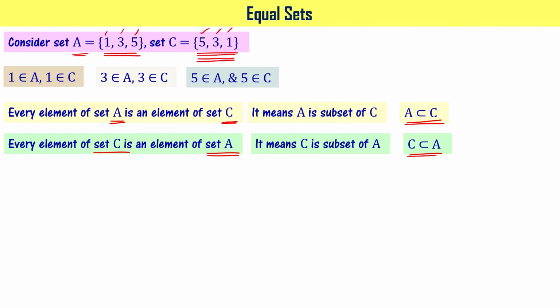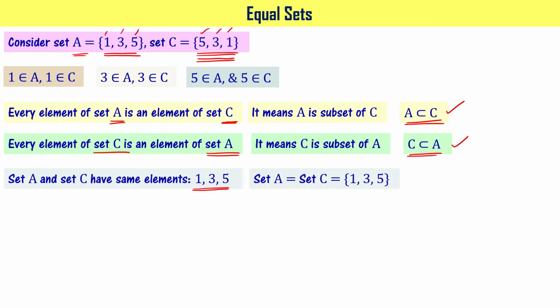Now you see, A is a subset of C and C is a subset of A. Why is it possible? Because set A and set C have the same elements. Set A has elements 1, 3, 5 and set C also has elements 1, 3, 5, right? Since these two have the same elements, we can write set A equal to set C equal to the set containing elements 1, 3, 5. It means set A is equal to set C. Actually, you can say that these two sets, A and C, are equal sets.